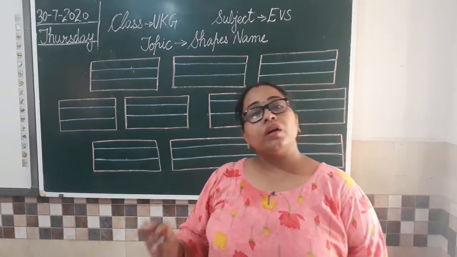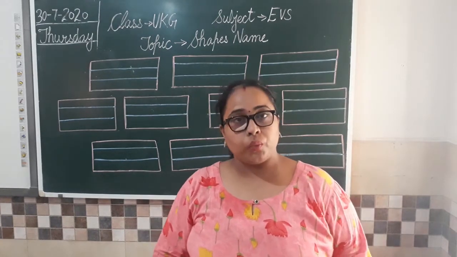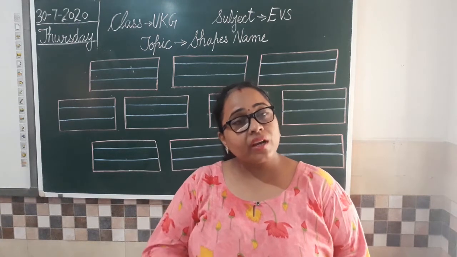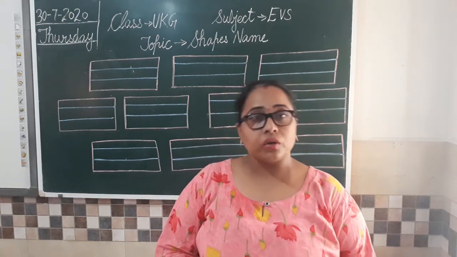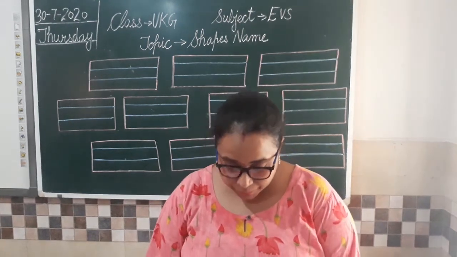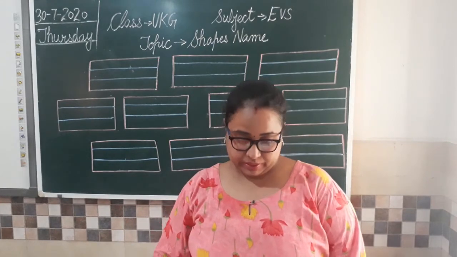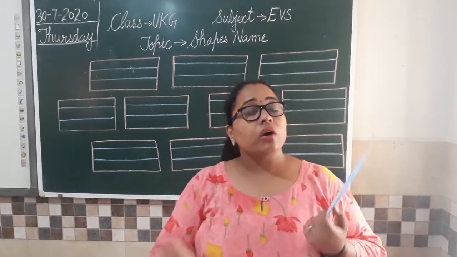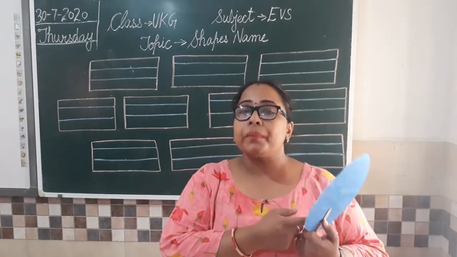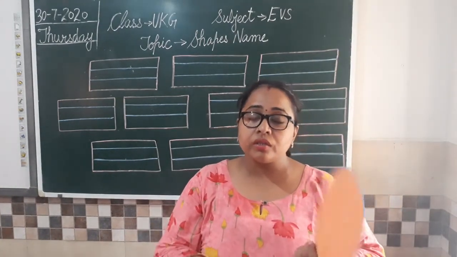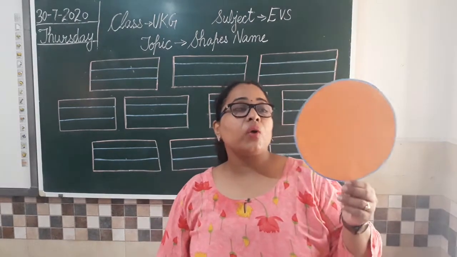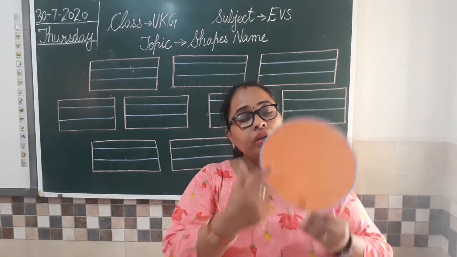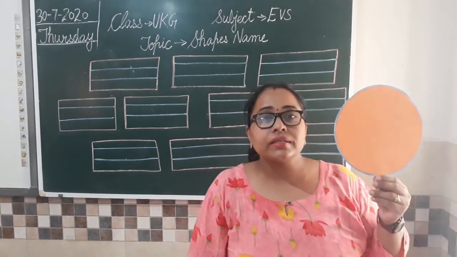Okay. So this work needs to be done in your notebook. Clear? First see how ma'am is doing. After that I will give you time for your notebook work also. So the first shape is, yes, tell me, which shape is this? So earlier I showed you these puppets for your color identification, but now you have to identify the shapes here. Clear everyone? So can you tell me which shape is this?